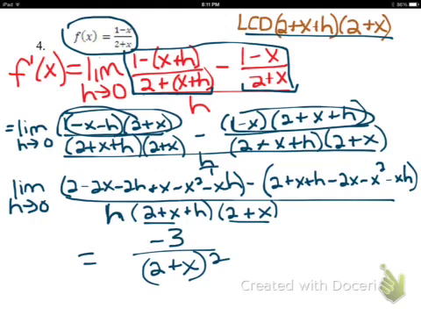I've done that step out, and then I've jumped to the answer. So I've multiplied this out. I multiplied the second one out. Now you just have to combine like terms and cancel. And my answer should be negative 3 over 2 plus x squared. This algebra is very, very similar to what we were doing before.